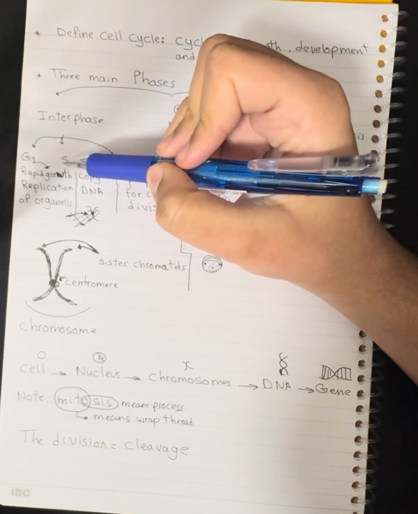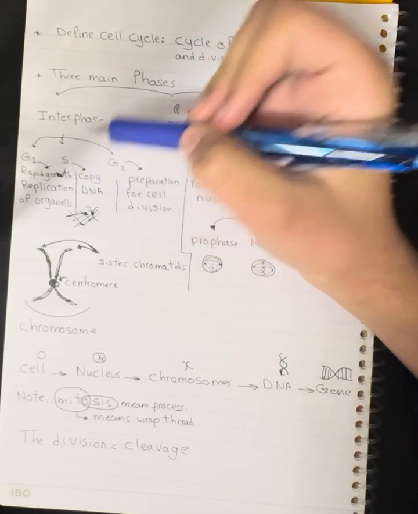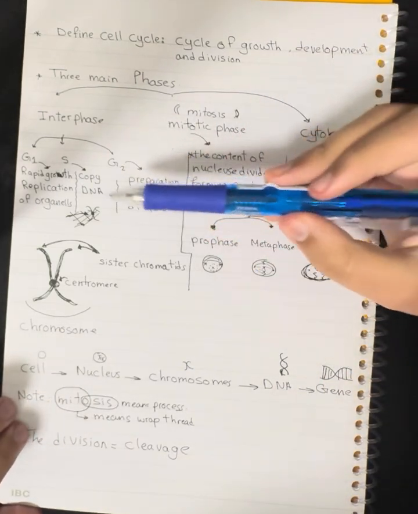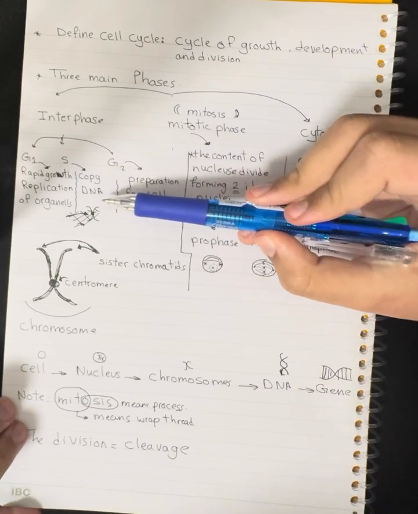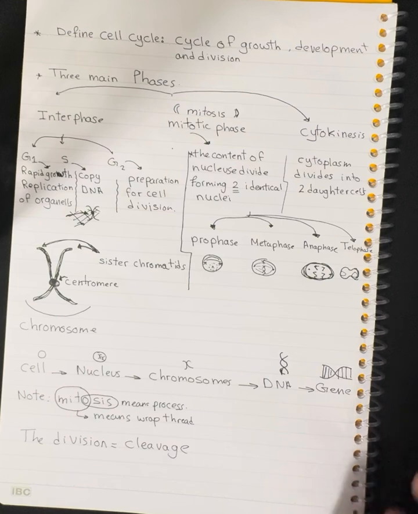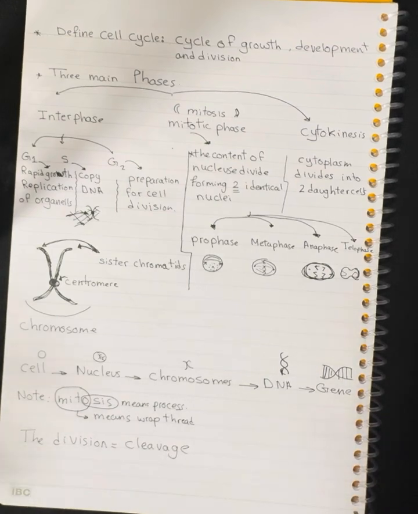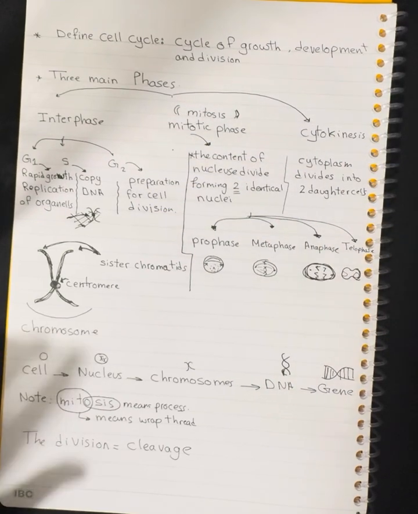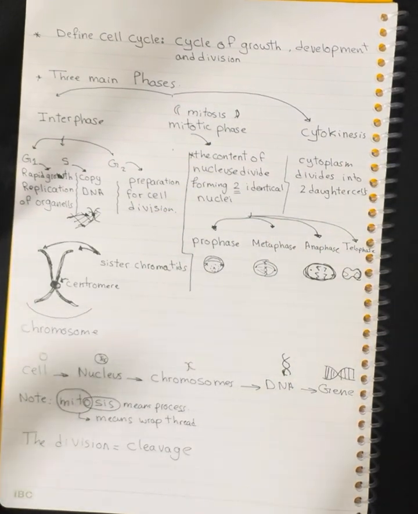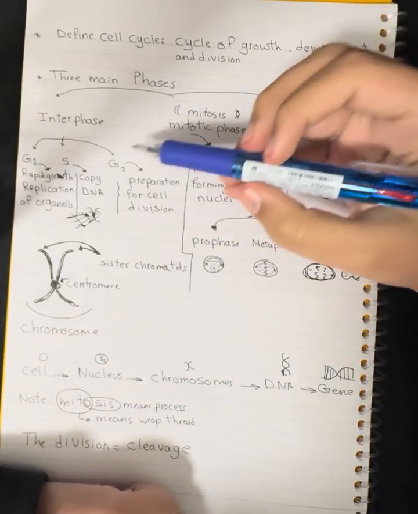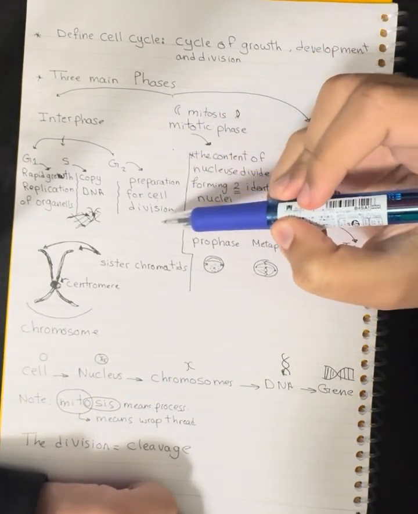Then S. What does S mean? S means synthesis. Synthesis means producing. In this phase, copying of DNA happens, or DNA replication, the same thing. DNA, or chromosomes, chromatin, sister chromatids, replicates in the nucleus.